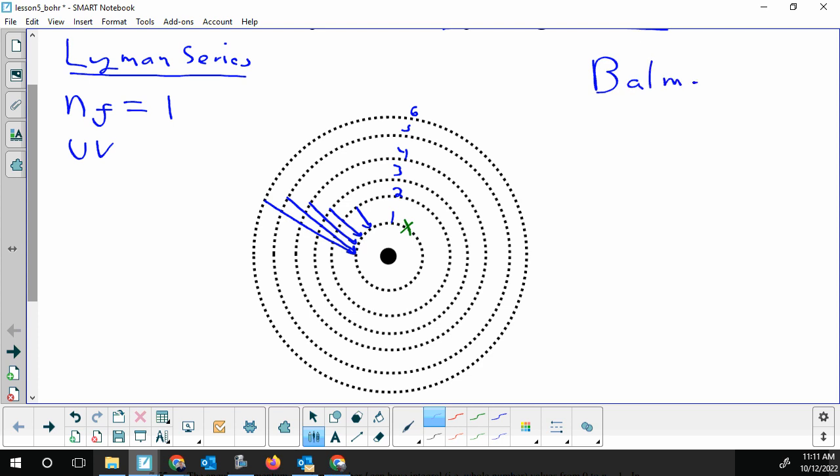The next series is the Balmer series. This series requires the electron in the ground state, the first energy level, to get excited. You have to put energy in, drive the electron to a higher energy level, and then it falls back down to the second level. n final, or the energy level final, or the principal quantum number final, being 2.